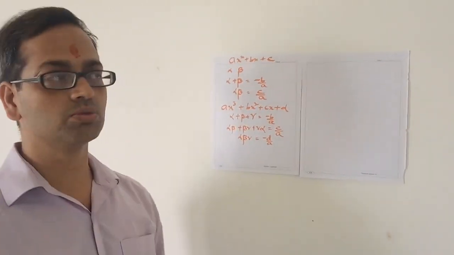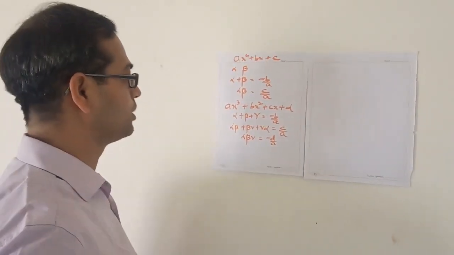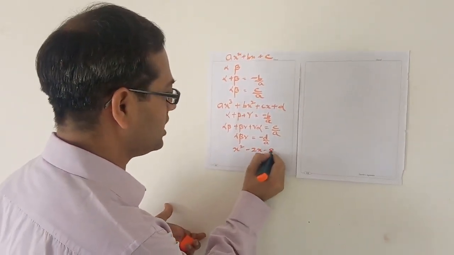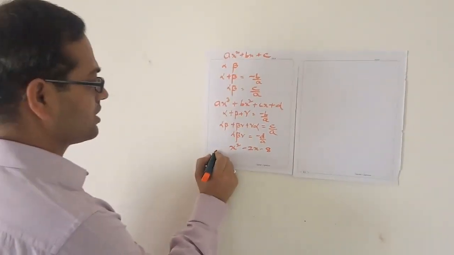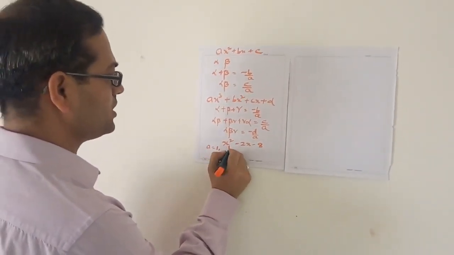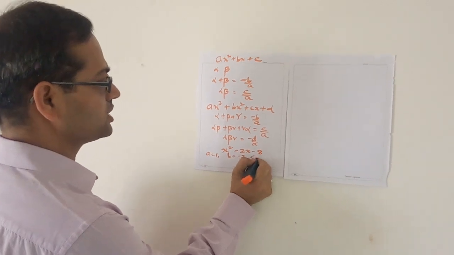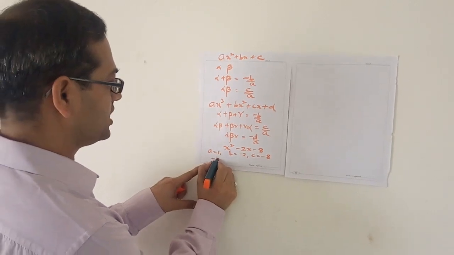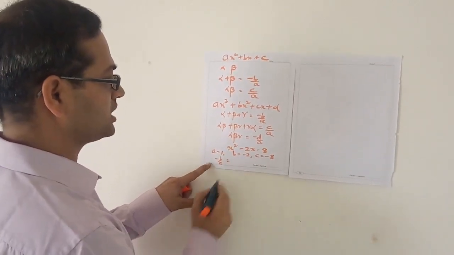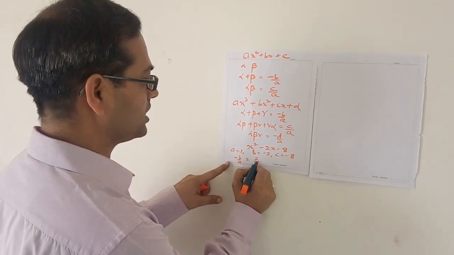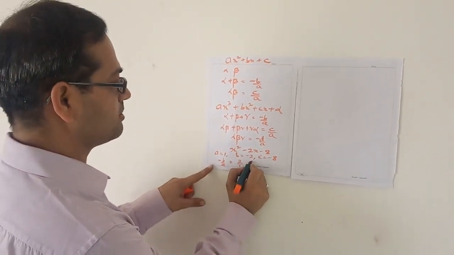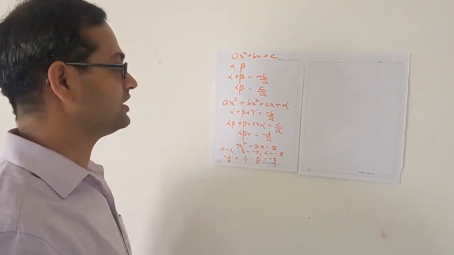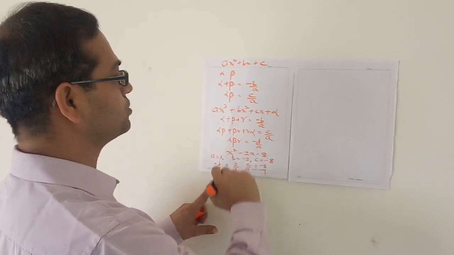Now we'll understand it through an example. Suppose we take a polynomial x square minus 2x minus 8. Here a is 1, b is minus 2 and c is equal to minus 8. So if you find minus b by a, it will come as minus of minus 2, which is 2, by 1, and if you calculate c by a, it will be minus 8 by 1, which is equal to minus 8. Now let us find the two roots.